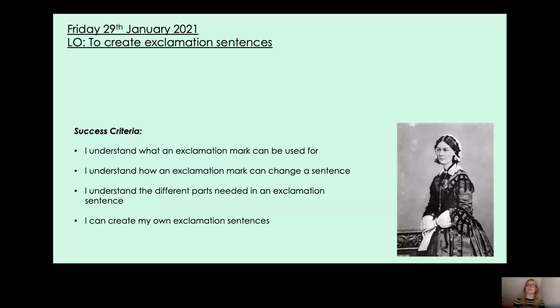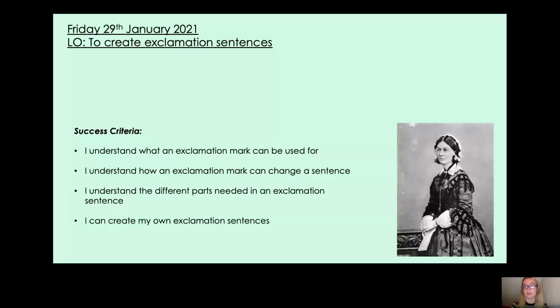So by the end of the lesson, you'll know what an exclamation mark is, you'll know what it's used for and how it can change a sentence. And you'll also know the different parts needed in an exclamation sentence. And you will have even written your own exclamation sentences that you can then use in your letter when you write it from Florence Nightingale to her family, telling them about her journey to Scutari and what she found when she was there.